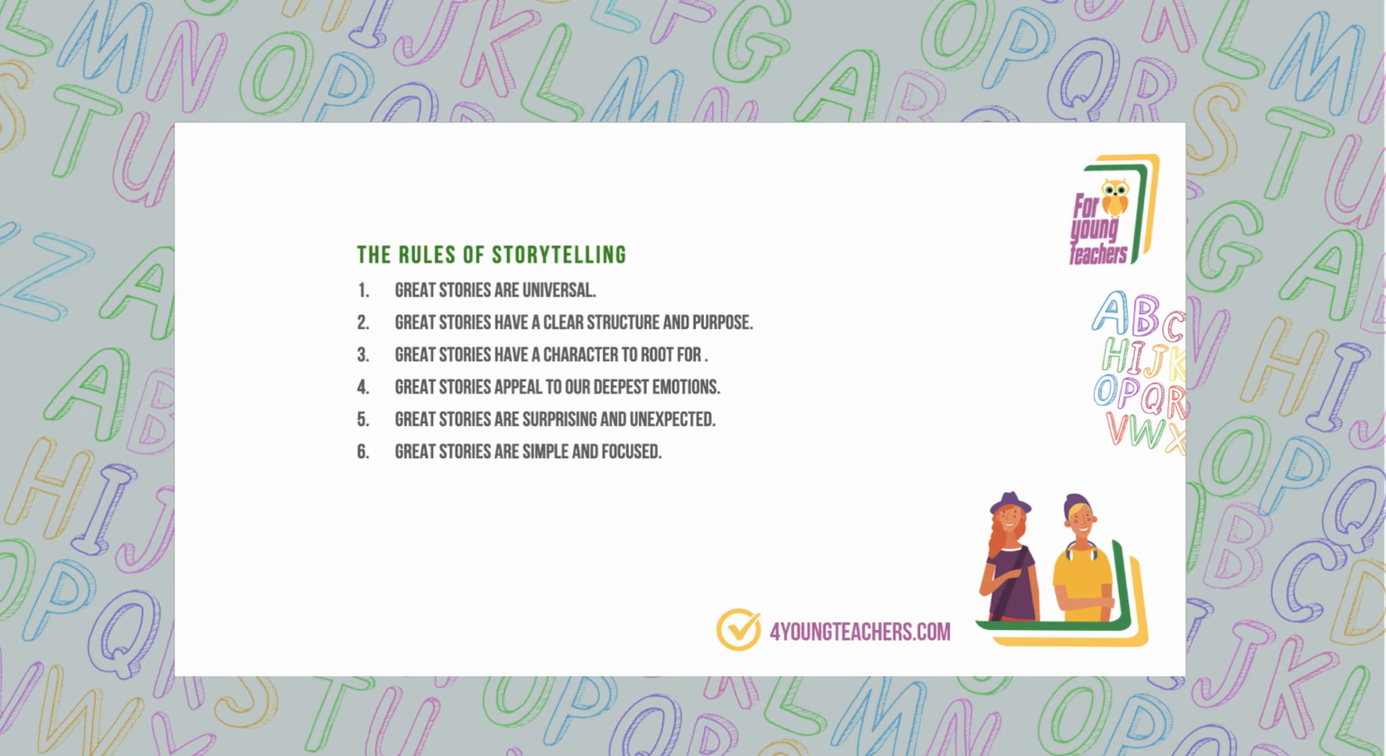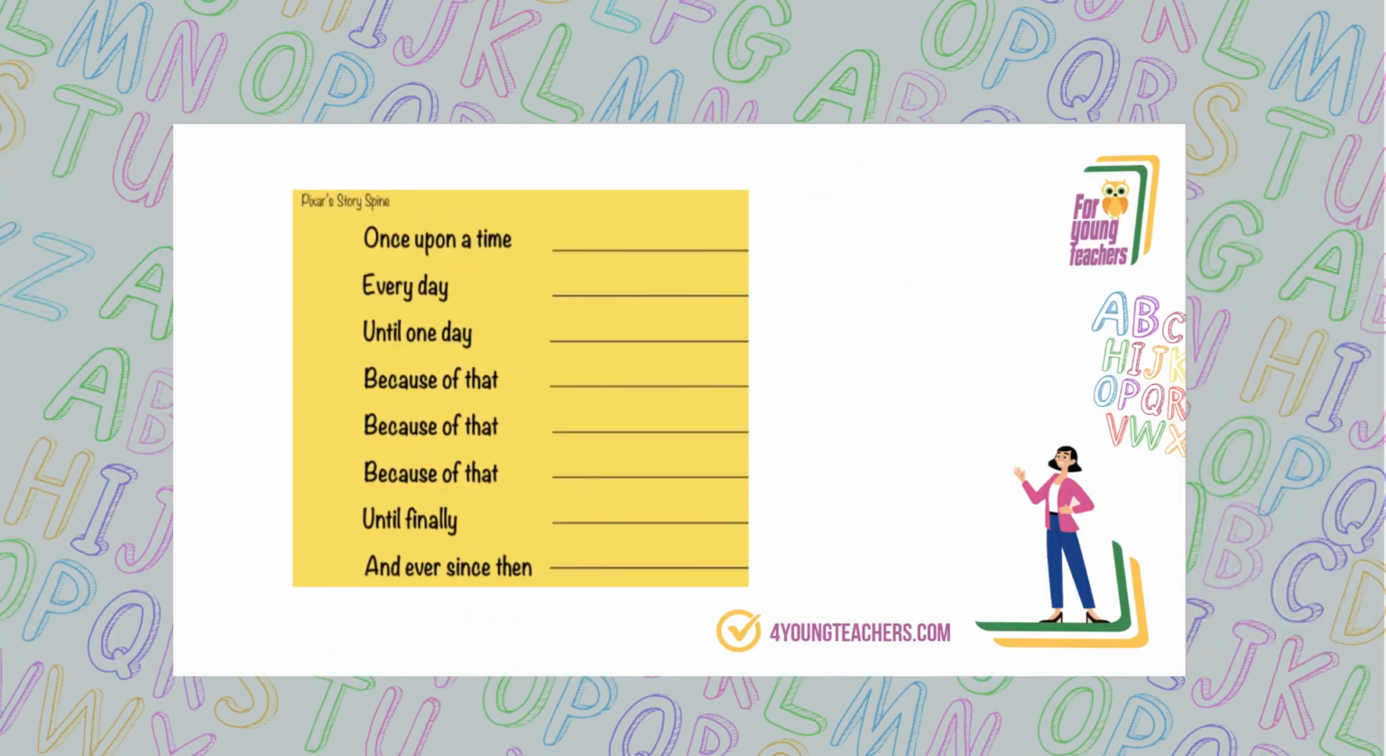The rules of storytelling. Great stories are universal. Great stories have a clear structure and purpose. Great stories have a character to root for. Great stories appeal to our deepest emotions. Great stories are surprising and unexpected. Great stories are simple and focused.